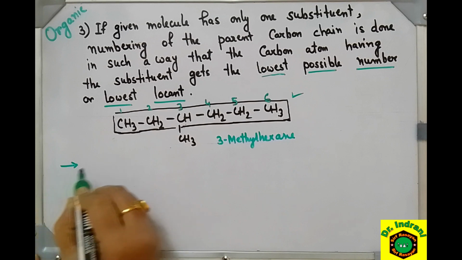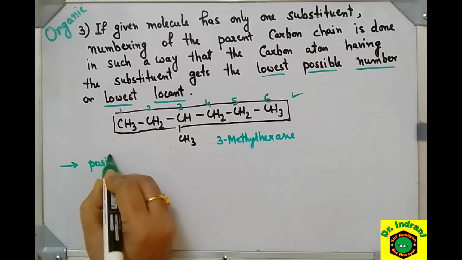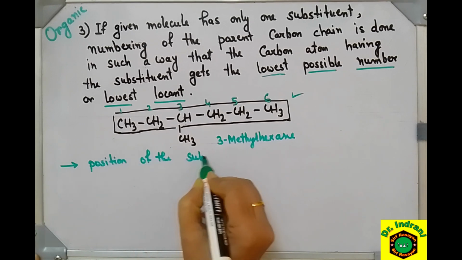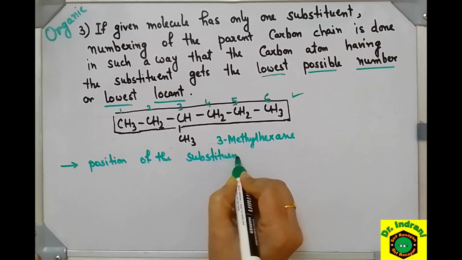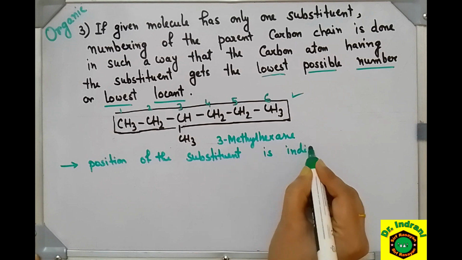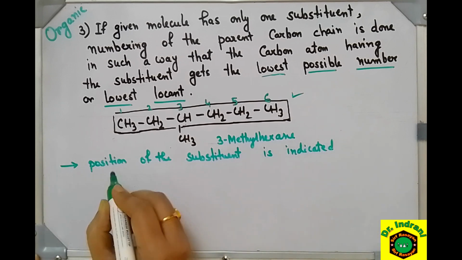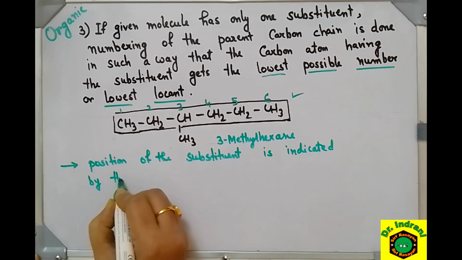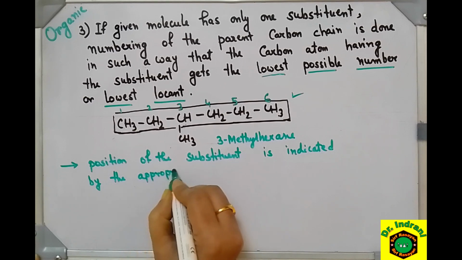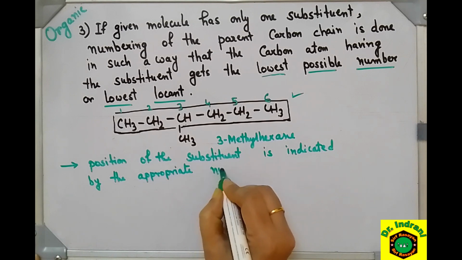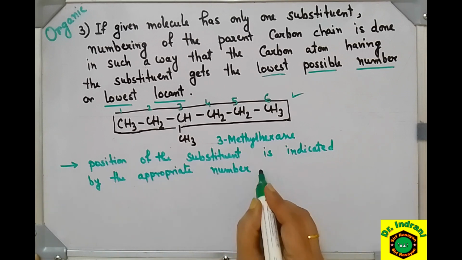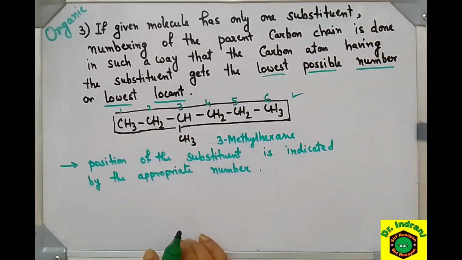So you can note down one thing: position of the substituent is indicated by the appropriate number. Position of the substituent is indicated by the appropriate number. So I think this rule is clear.